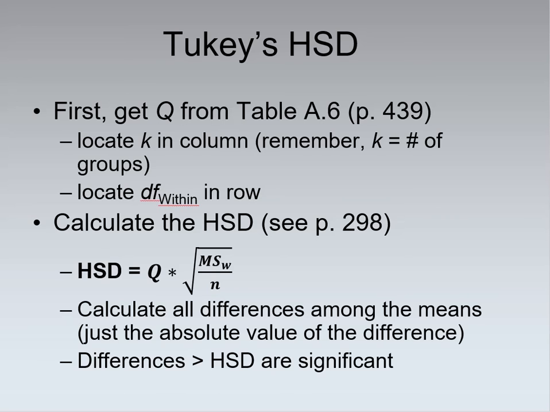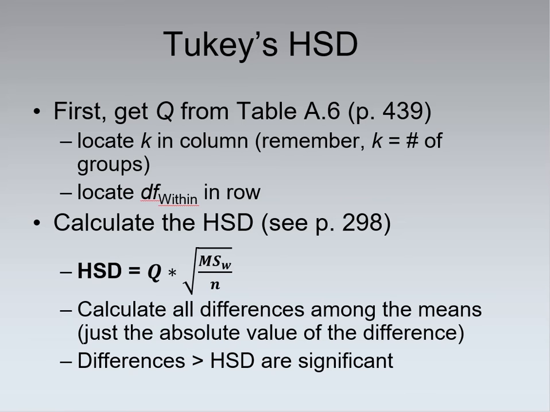In order to calculate what's called the HSD, which stands for the honest significant difference, we set a border. If the differences between the two groups that we're comparing is greater than that HSD, we're going to say it's significant, much like we've been doing previously. And again, you can always draw it out.